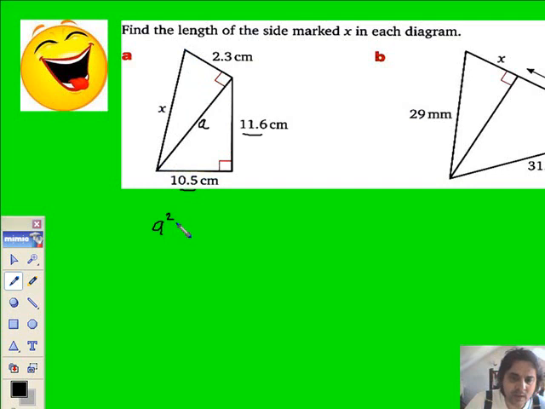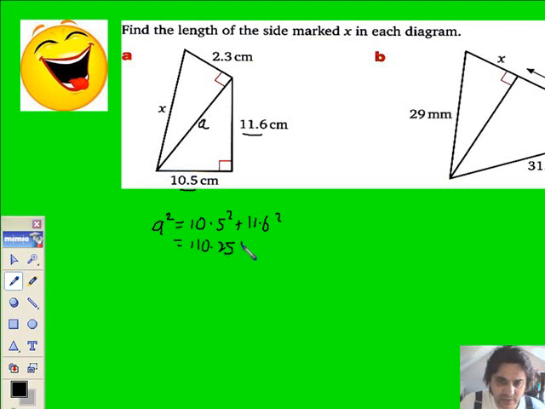So a squared equals the two little ones squared for this triangle. We'll do that first and get some answers. So 10.5 squared is 110.25. Don't go glitchy now, please. I'm trying to finish. Come on. And then we got 11.6 squared is going to be 134.56. Add them both up.